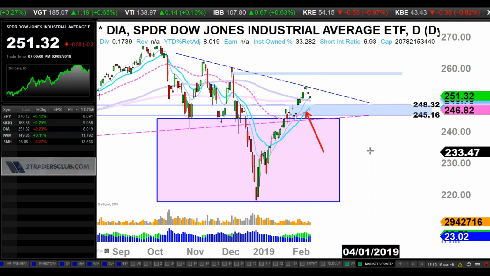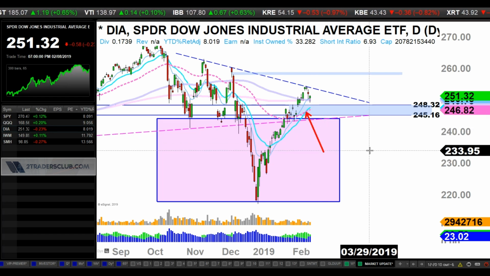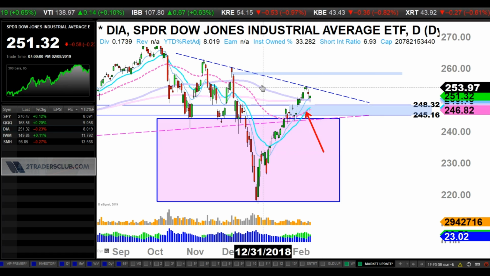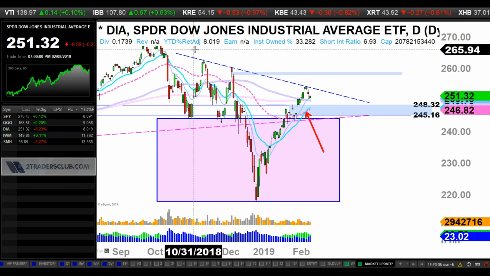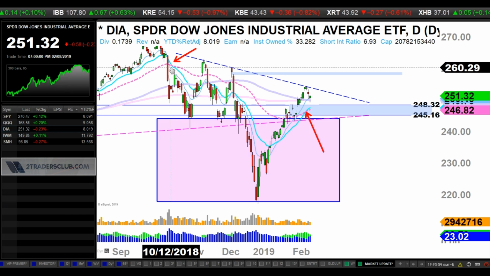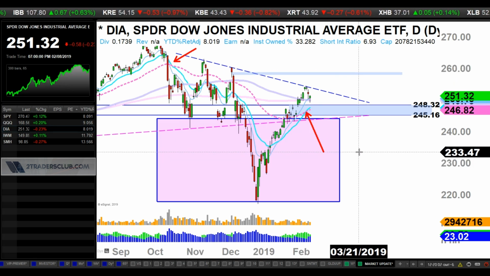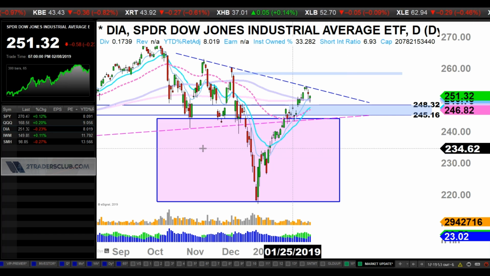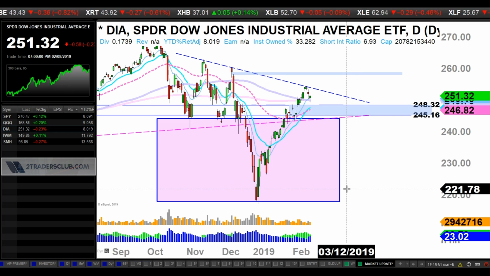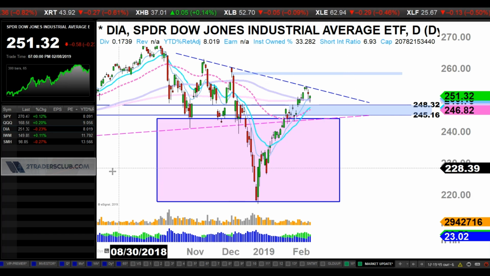This is the first time we're seeing 20 and 50 crossing to the upside. First time since they crossed to the downside back in October 2018. When you see the 20 and the 50 crossing to the upside, it means the minor to intermediate term trend is shifting to bullish now. So that's potentially going to give some more confidence to the bulls in the coming weeks.